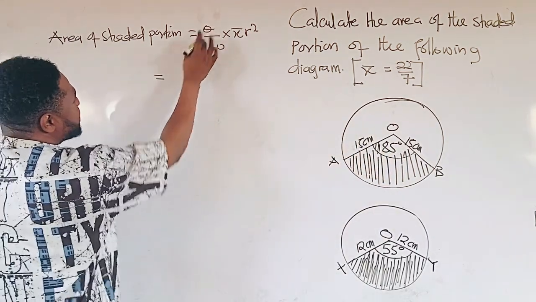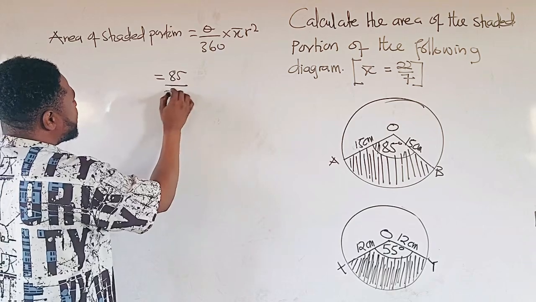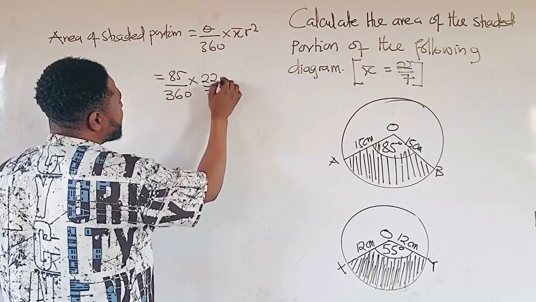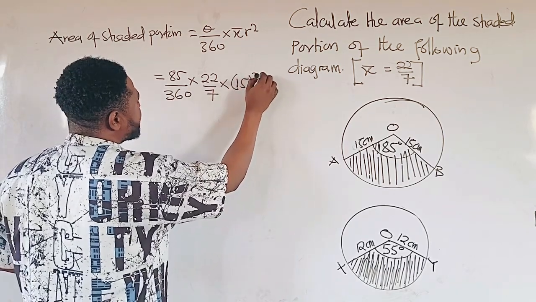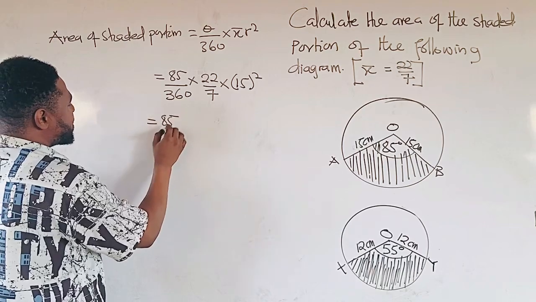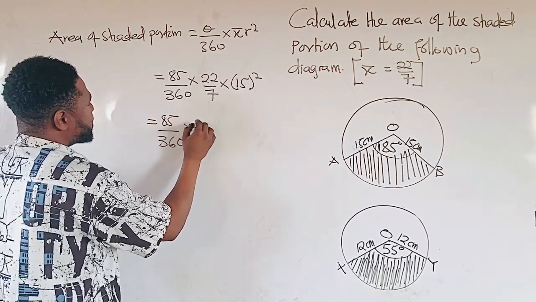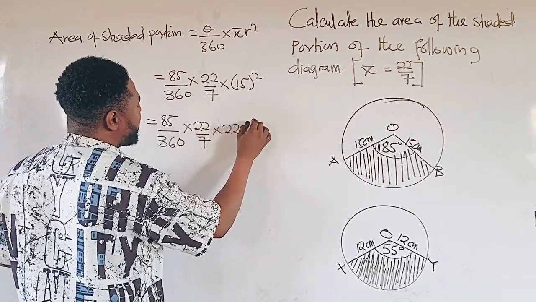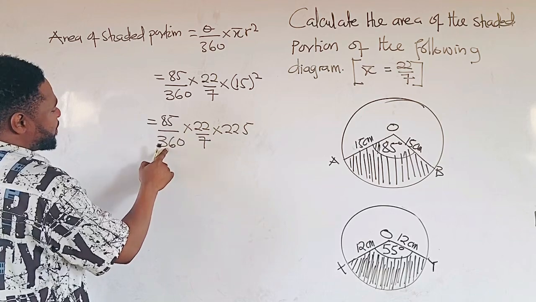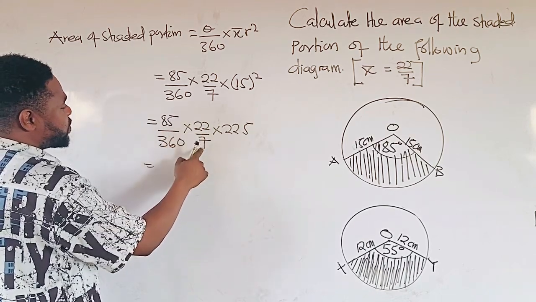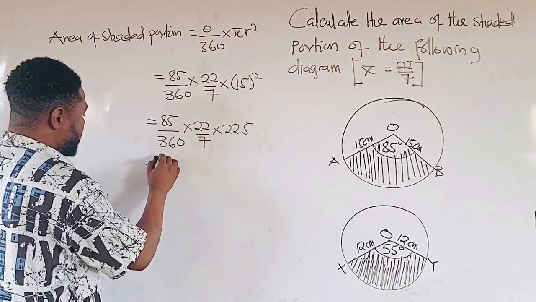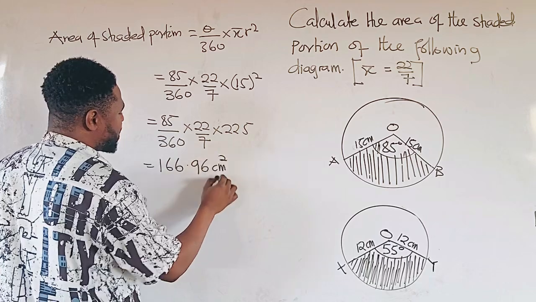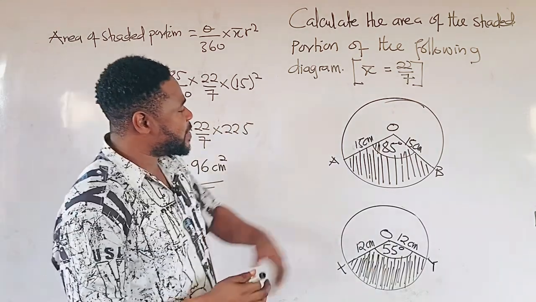So when we do our substitution, we have 85 divided by 360. Our pi is given as 22 over 7 and our radius is 15. So we have 15 squared. We can simplify this as 85 over 360 times 22 over 7. Our 15 squared will give us 225. Viewers, 85 divided by 360 multiplying 22 over 7 times 225, we are going to have 166.96 centimeter squared. Viewers, this is how we can answer this question.